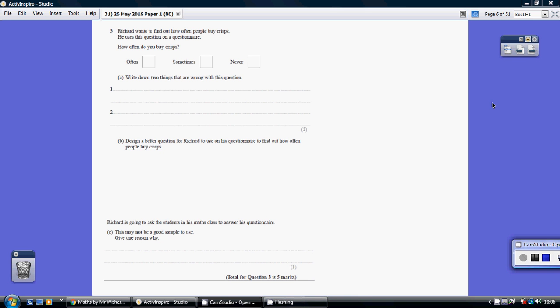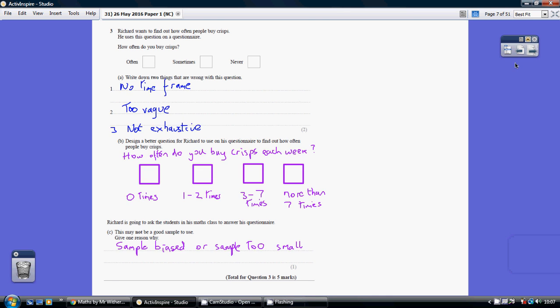Question 3, the old classic questionnaire question. So what's wrong with this question? Well, 3 things are wrong, but you only had to write 2 of them.